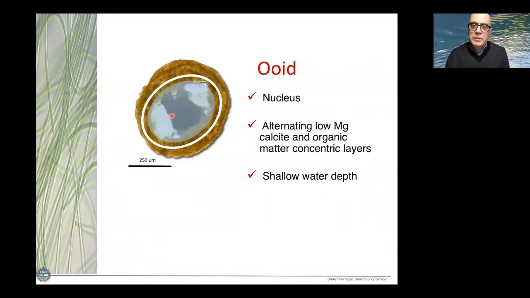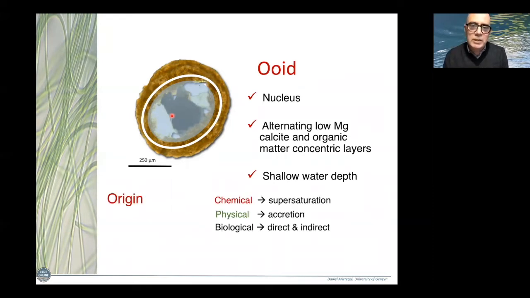I remember that in most of our sedimentology courses, we learned that these ooids can be formed chemically by supersaturation, physically by accretion, and biologically, either directly or indirectly. We know that in Lake Geneva the chemistry of the water is quite well known, and there is no supersaturation, so we don't consider that, but we will consider the other two aspects.